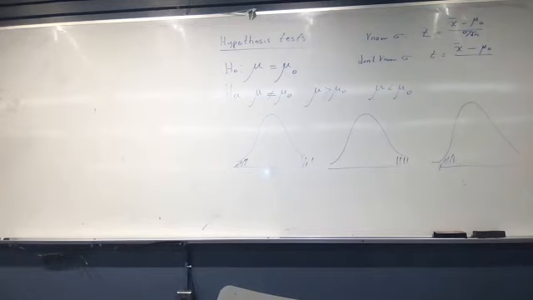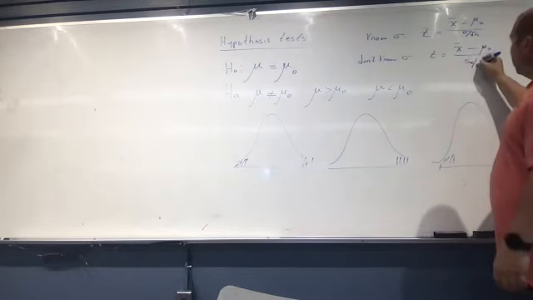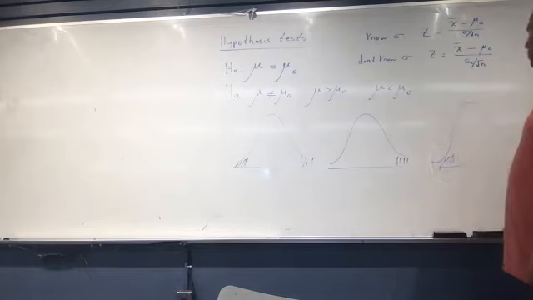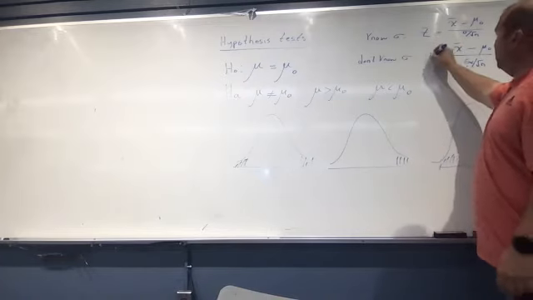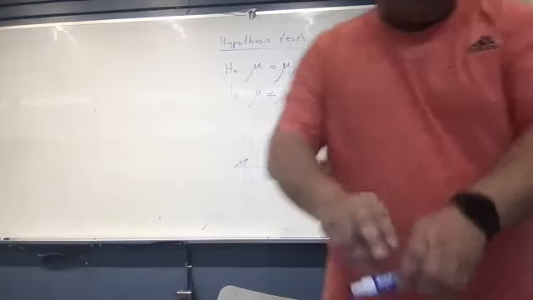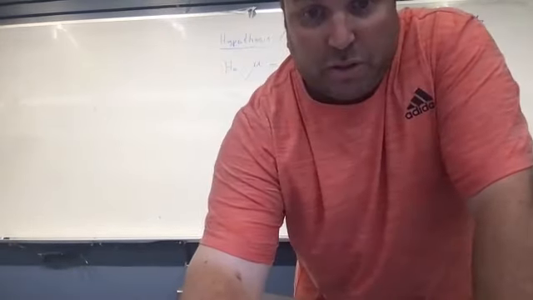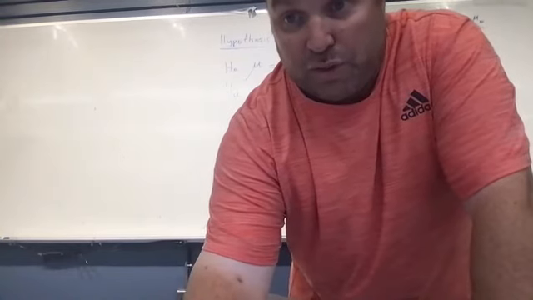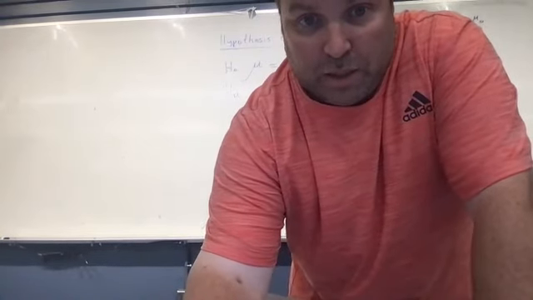In the case where I don't know sigma and I have to approximate it with something, what would I use? Sx over the square root of n. Oh, that should be a t, not a z. So the same general formula for both. One uses sigma because I know sigma, and one uses s because I don't know sigma. Does that make sense?